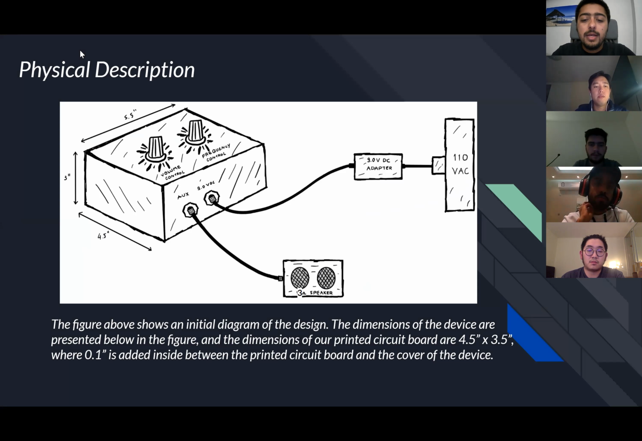In the image below is a physical description of our music synthesizer. We have added 0.1 inches as a space between the enclosure and the PCB so that the PCB can be fitted perfectly inside. As we can see, there are two potentiometers on the top. The first one is for the volume control and the second one is for the frequency control. And on the side, we have an input port that is connected to the power supply going through a 9-volt DC adapter and an output port connected to a 3-ohm speaker.